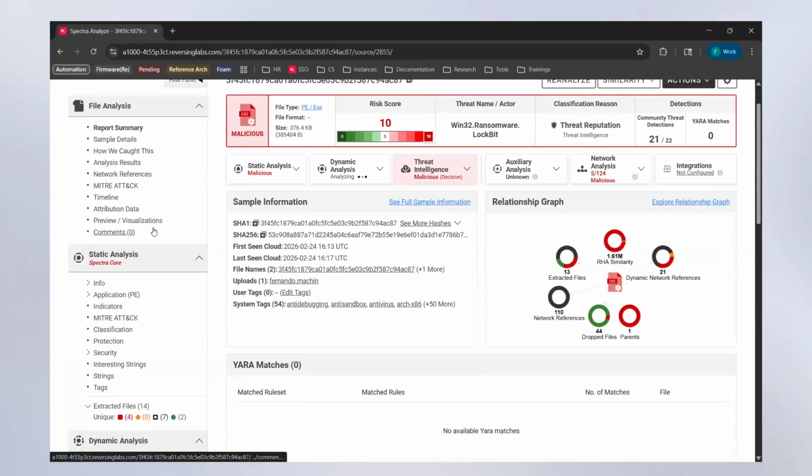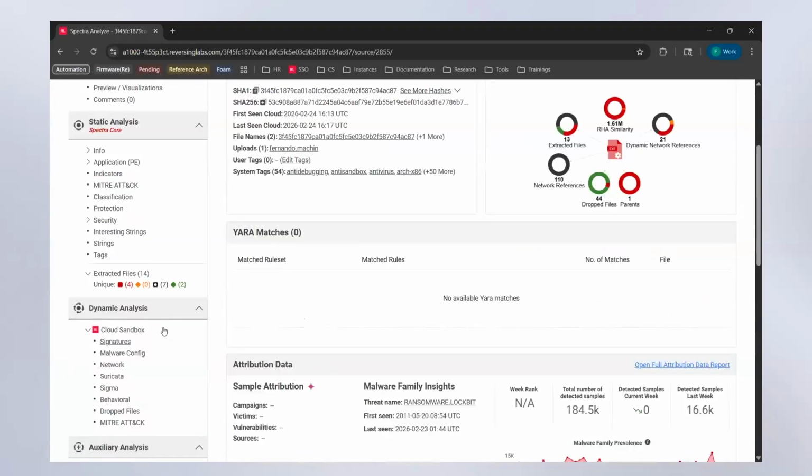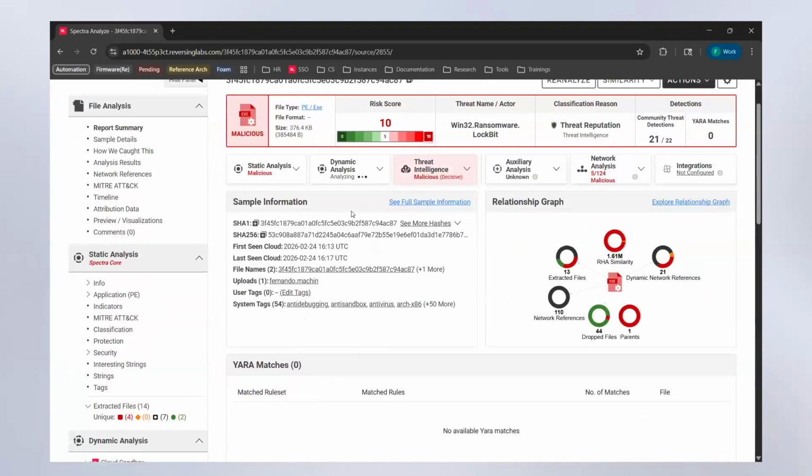On the left-hand side, we break it down into static, dynamic, and then the auxiliary and the threat intelligence. The actual screen itself gives you sample information, right? But also a relational graph. How does this relate to other samples that we've seen via RHA similarity? So we see right there, looking at the similarity scanning that we utilize, there's 161 other samples that are related to this sample, right? So being LockBit, that makes sense, right? It's a known ransomware group. It's a known ransomware sample. It's doing a lot of things.